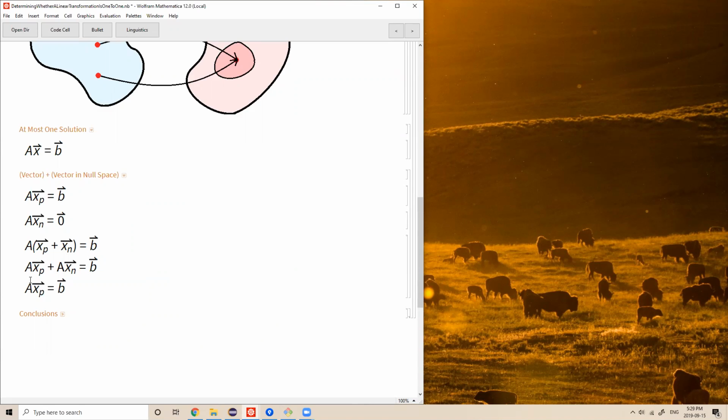So if the null space contains more than a single vector, then for any vector b in the image, there will be multiple vectors in the domain that map to it, and so the transformation isn't one-to-one.